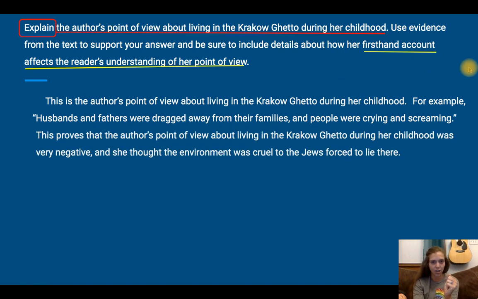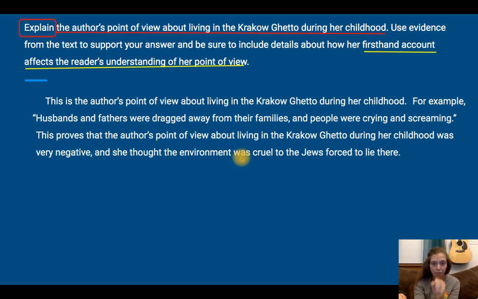Here's my explanation. This proves, there's my transition word. Now I'm going to do my mini restate. Back up to these words. This proves that the author's point of view about living in the Krakow ghetto during her childhood, that was my restate, right? Now I'm going to use my own words to explain how this piece of evidence answers the question. Was very negative. There's my author's point of view. I made sure to answer the question.